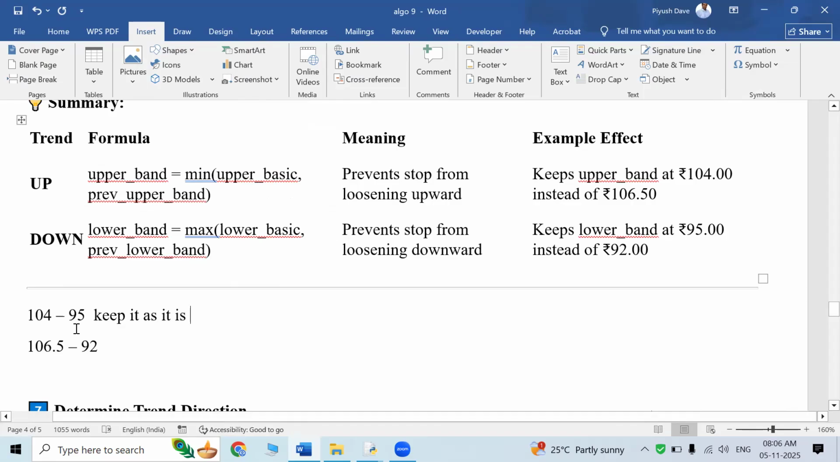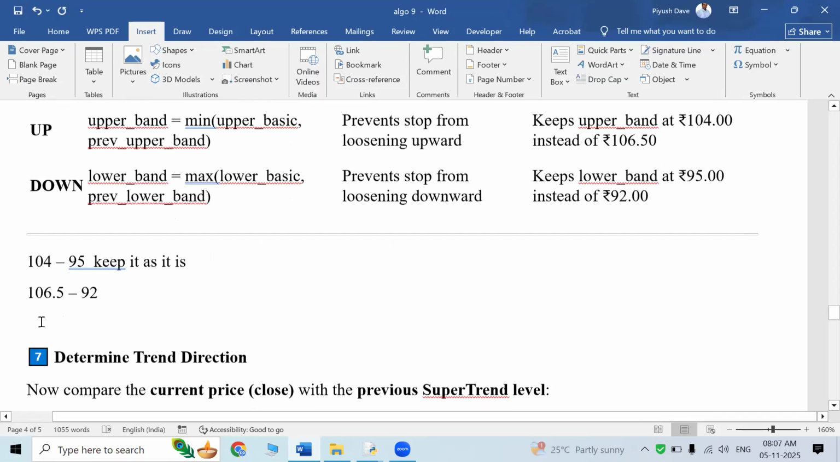If this value is greater than this value for a minimum downtrend, and for a maximum uptrend, we are going to understand this value must be smaller than this value. So it prevents losing upward and losing downward. This really helps the algo to take the right decision.